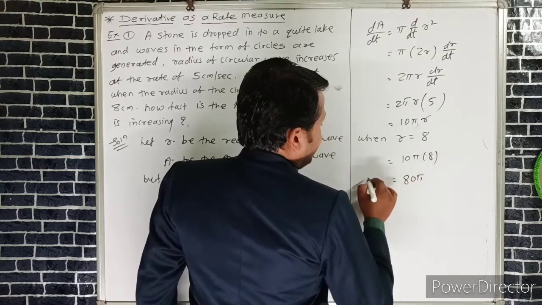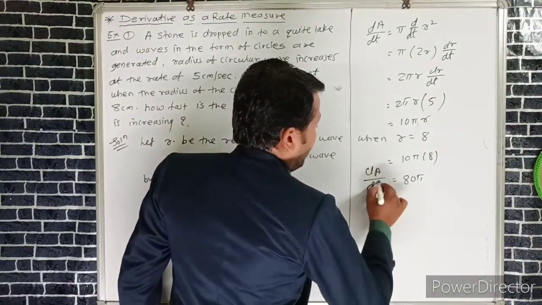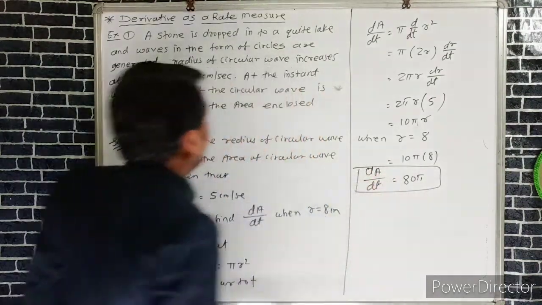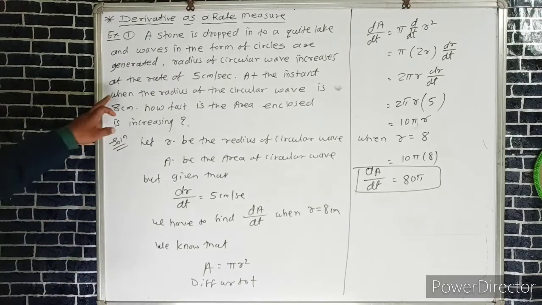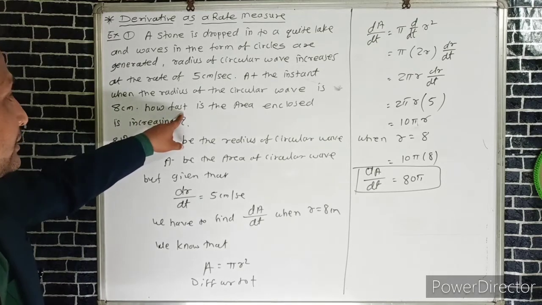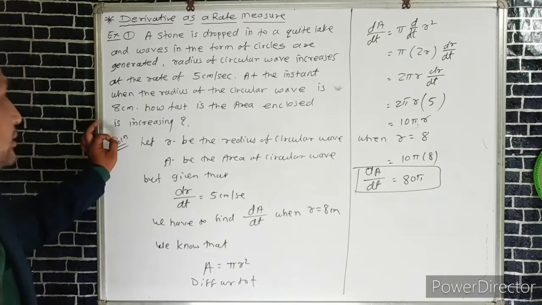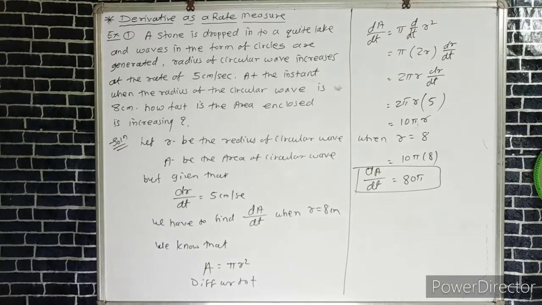80 pi is the required rate of change of area with respect to time t, instantaneously, when the radius of the circular wave is 8 centimeter. Then the area increases at the rate of 80 pi centimeter square per second.